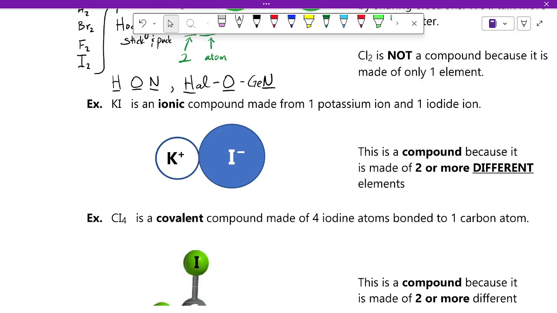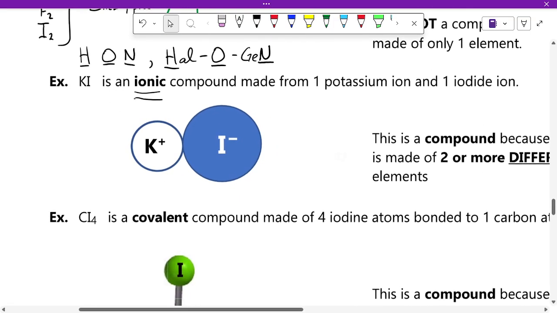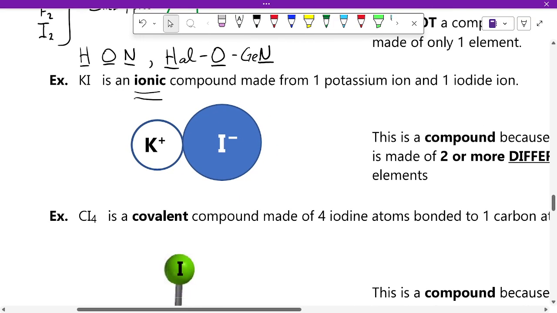KI is an ionic compound. It is made from one potassium ion and one iodide ion. How do we know that it is a compound?